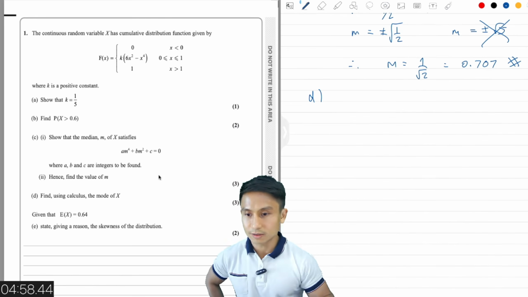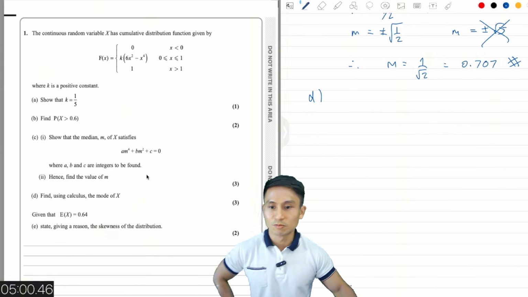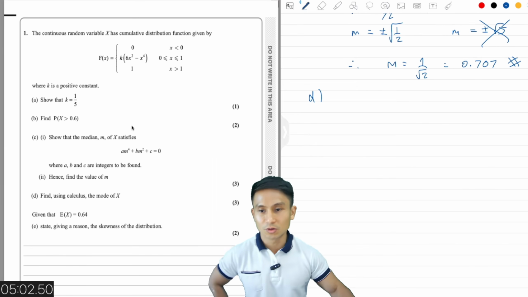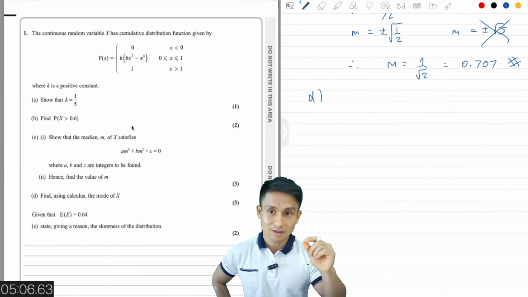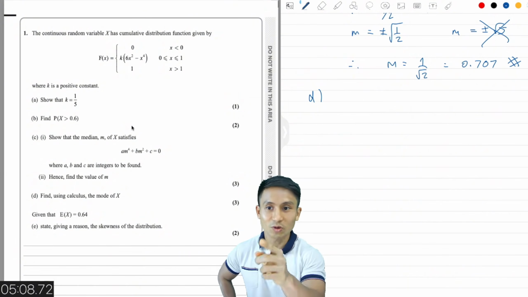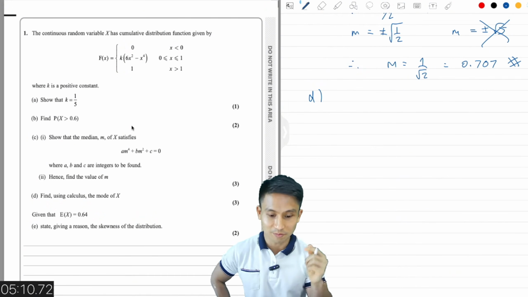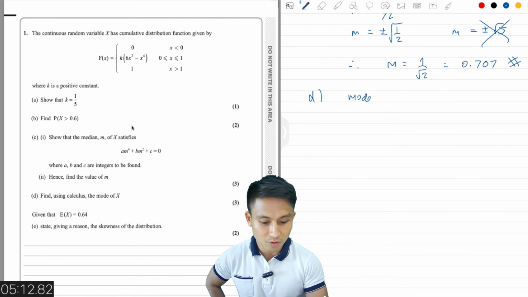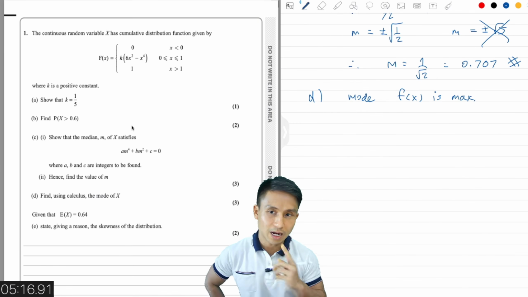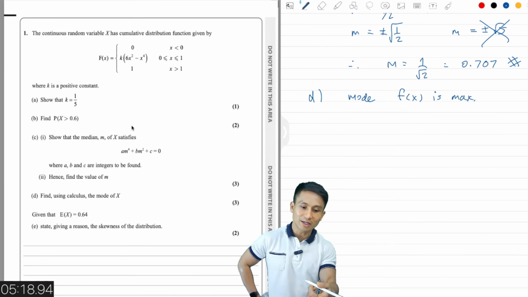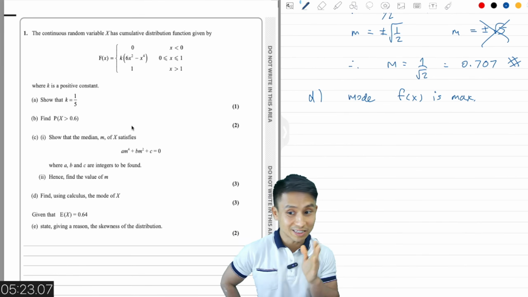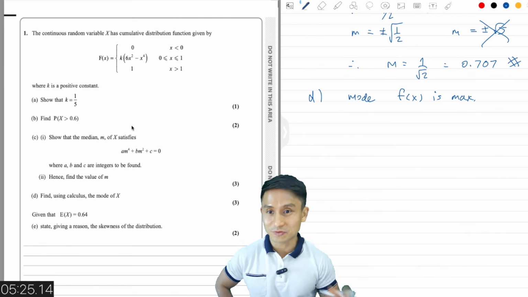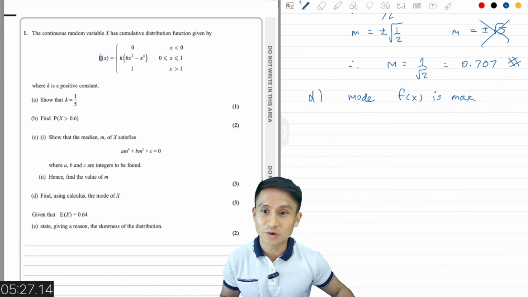Okay, part D. Find using calculus the mode of x. Well, the mode happens when the density, or the PDF, or the lowercase f(x) function, is maximum. Okay, so for the mode, f(x) is maximum. And how do we find this? Well, we need to differentiate this function, but we don't know f(x) yet, so we need to find f(x) first. How do you find f(x) from knowing the cumulative?